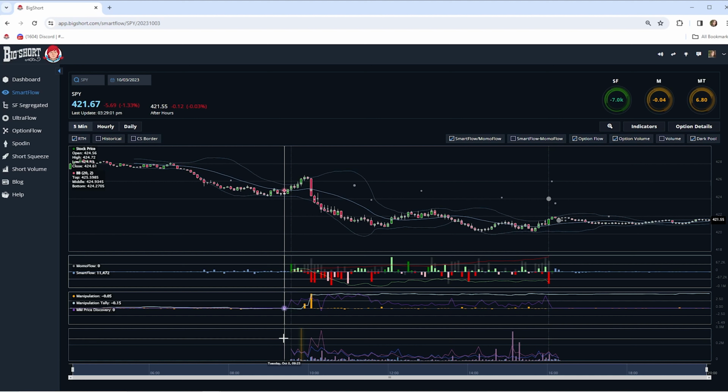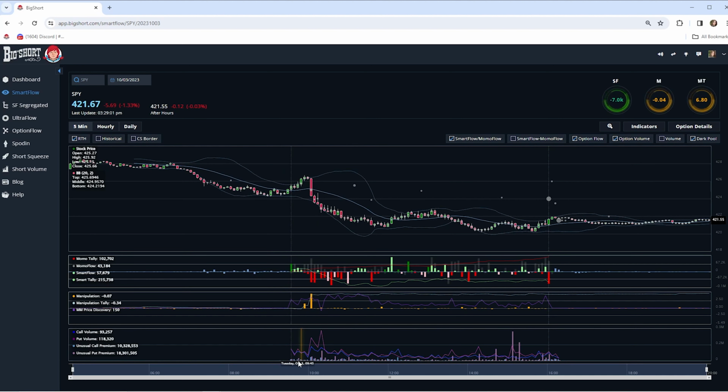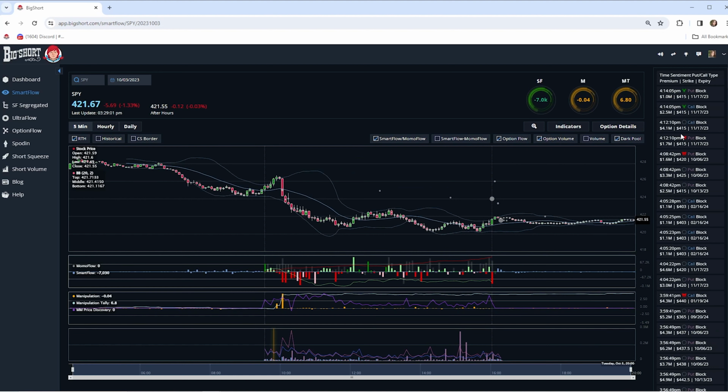Large premium sweeps come in 3 flavors: golden, bronze, and neutral. Golden sweeps are bullish, bronze sweeps are bearish, and neutral sweeps are sweeps that do not meet the bullish or bearish sentiment criteria. You can also see more details about the unusual option volume coming in by clicking here on option detail.